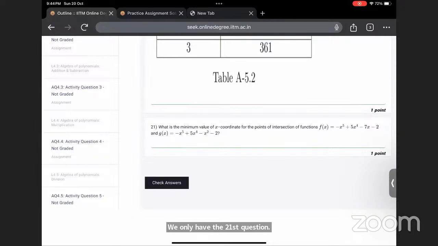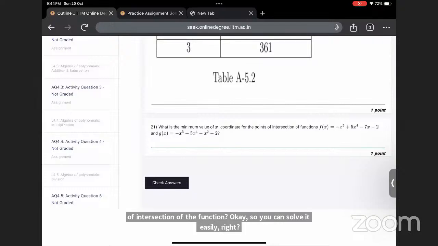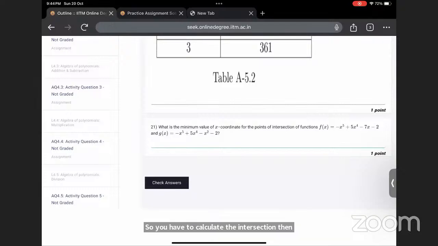What is the minimum value of x coordinate of the point of intersection of these two functions? Okay, so you can solve it easily, right? You have to calculate the intersection, then choose the minimum one. When calculating intersection, should we equate both equations, ma'am? Yes. At the point, the value of the graph should be the same. The point should lie on both the graphs. So you just have to equate them, solve it and find the value of x, and pick the minimum value.